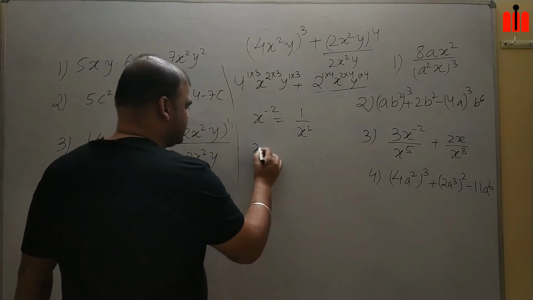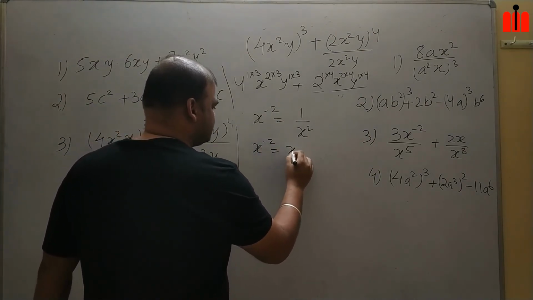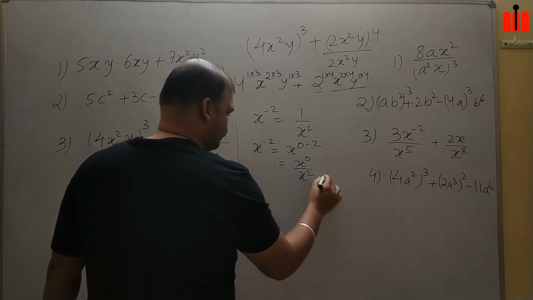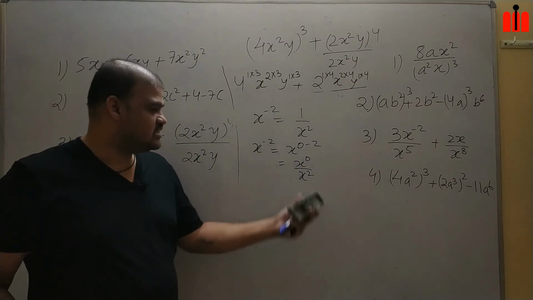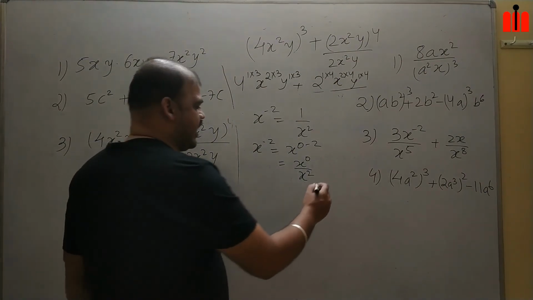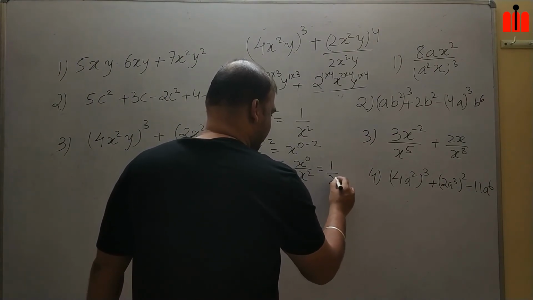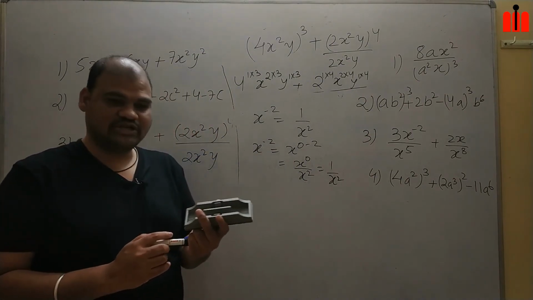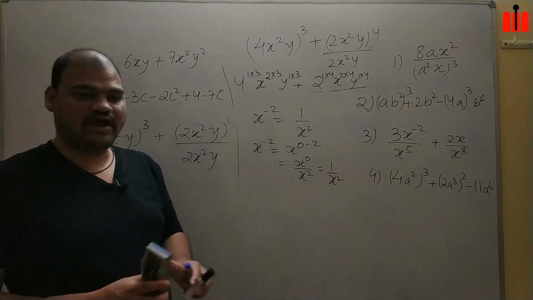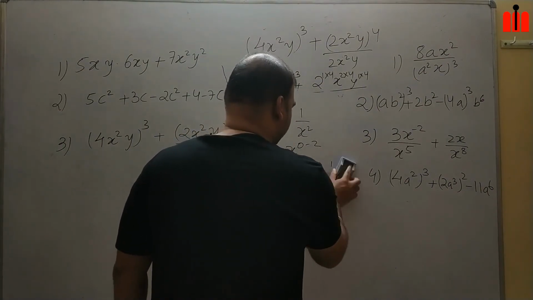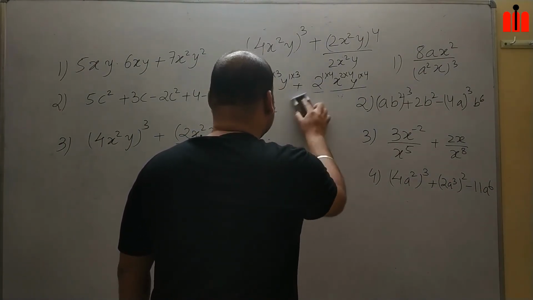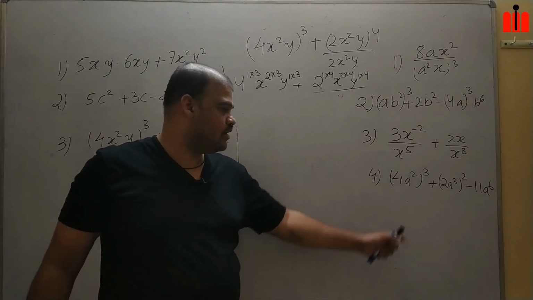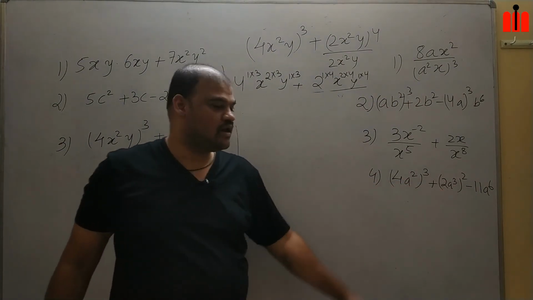Why is it? Because x to the power of minus 2 can be written as x to the power of 0 minus 2, which is x to the power of 0 by x to the power of 2. A to the power of m minus n is a to the power of m by a to the power of n. X to the power of 0 is 1 divided by x square. Okay, so 3 into x to the power of minus 2 divided by x to the power of 5 plus 2x by x to the power of 8. This is the third question. And the fourth question is 4a square whole cube plus 2a cube whole square minus 11a to the power of 6.